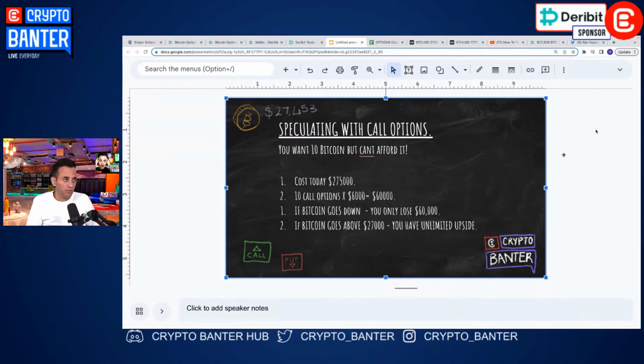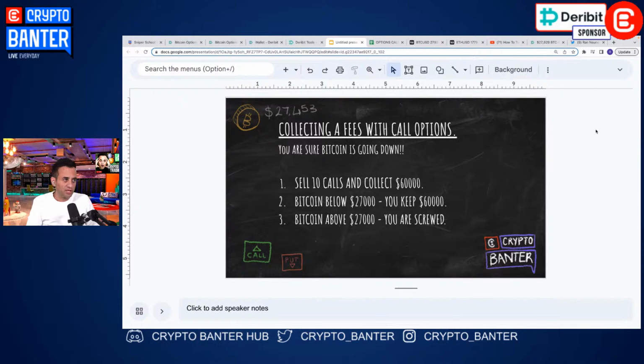And then I want to show you lastly an example, and then I'll show you some actual spreadsheets just for fun, but collecting fees using options. So sometimes you can just collect fees.